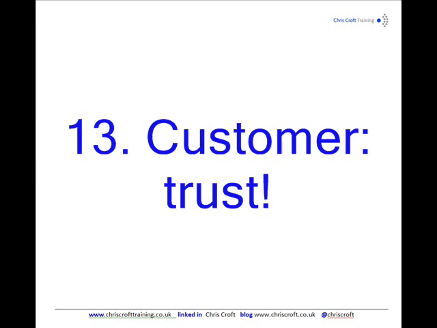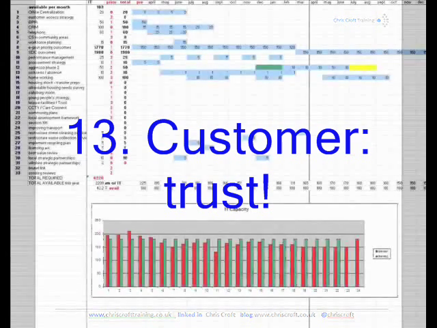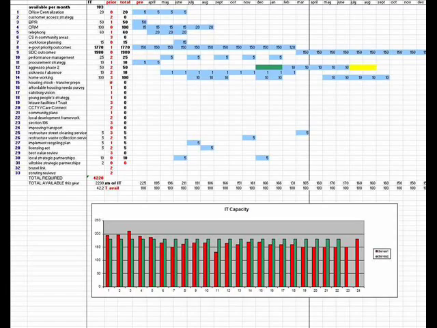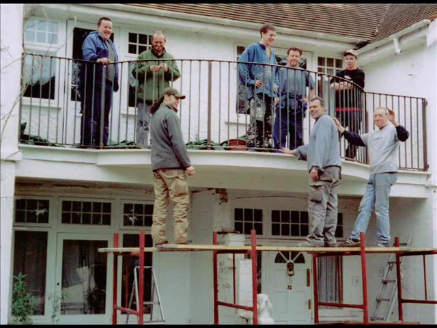Number 13, showing a customer that you're good at planning and that they can trust you to deliver above other possible suppliers of the work. Wouldn't it be amazing if you had a builder who came around to quote for work on your house and they showed you a Gantt chart? You would definitely trust them and hire them and possibly pay a bit more for them.